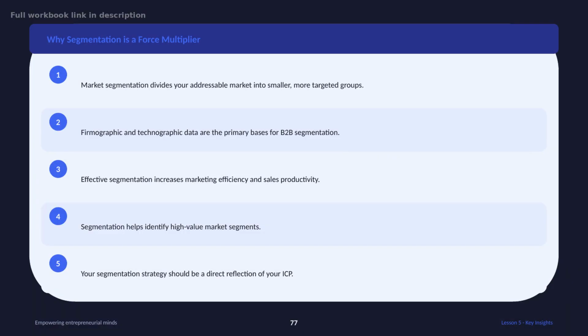First, market segmentation divides your addressable market into smaller, genuinely targeted groups. It's not just a fancier list. Second, firmographic and technographic data are the primary ways B2B companies build those segments. Third, segmenting effectively raises both marketing efficiency and sales productivity at the same time. Fourth, it's how you actually identify your highest value segments instead of assuming you already know them. And fifth, your segmentation strategy should be a direct reflection of the ICP you just built, not a separate exercise running in parallel.